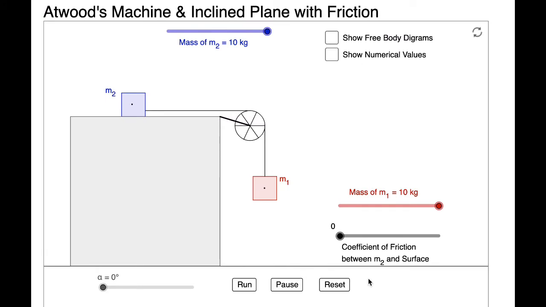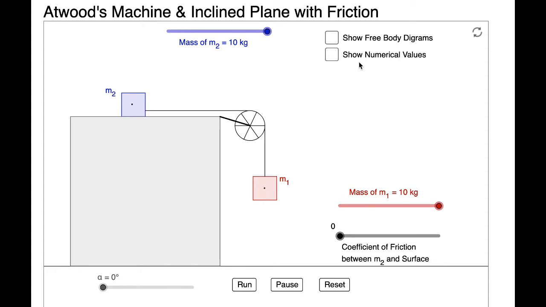Here we have two blocks of equal mass, 10 kilograms each. And I want you to think, will M1 move up or will M1 move down when I begin to run the simulation? Let's take a look at the free body diagrams. So there's gravity down and tension up. You should think which one of those forces is bigger. F equals ma, right? Look at M2. There's only one force. So you should be able to predict which way it will accelerate.